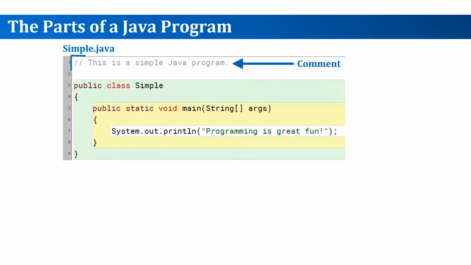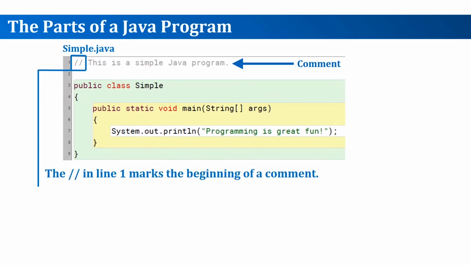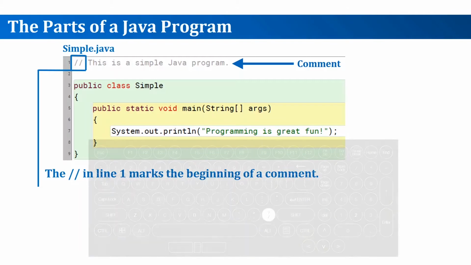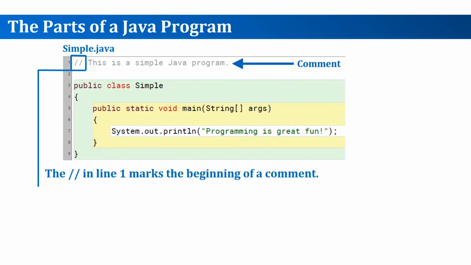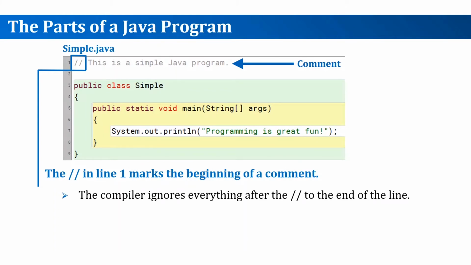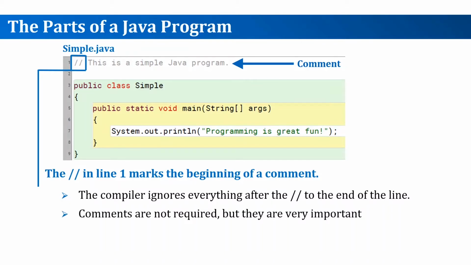The first line of this code is a comment. A simple comment line in Java starts with a double forward slash. A forward slash can be found next to the right shift key. The compiler ignores everything that comes after the double forward slash until the end of the line. Comments are not required for the program to run, but they are vital for understanding and maintaining the code. Notice that the default theme of BlueJ would give the gray color for the comment. It could be a different color if you're using a different IDE.